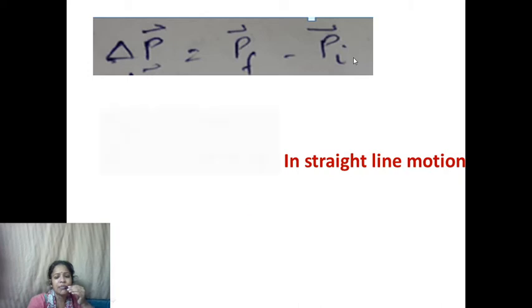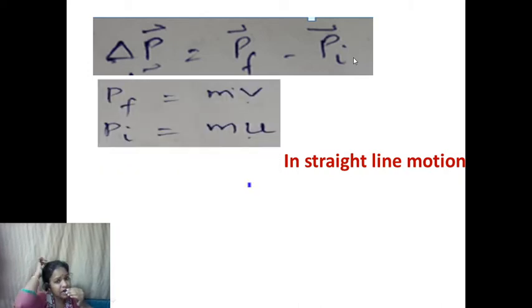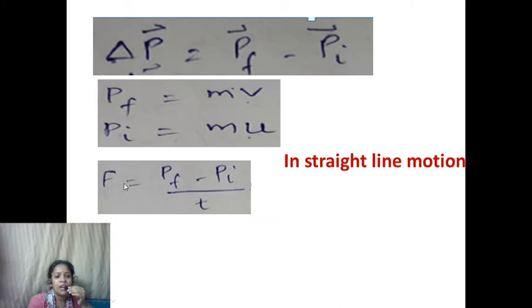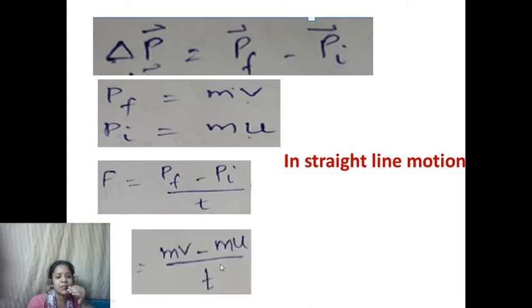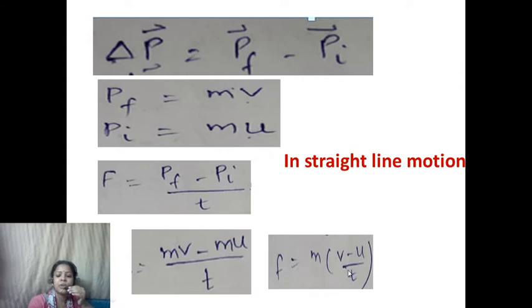Now in straight line motion, final momentum will be mv and initial momentum will be mu. So force is equal to final momentum minus initial momentum upon the time in which this change takes place, so (mv minus mu) upon t. Now you can take m common as it is constant, (v minus u) by t. If you remember the chapter on motion, from the first equation of motion, (v minus u) by t is acceleration, so we get F is equal to ma.